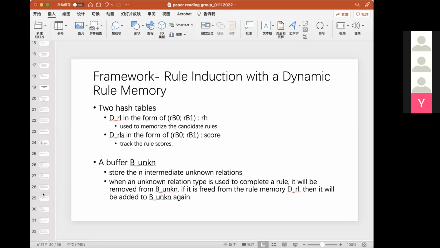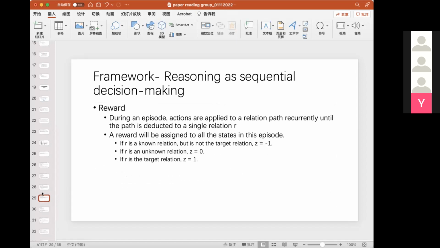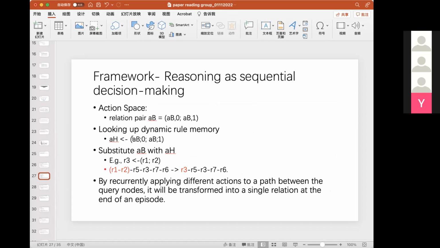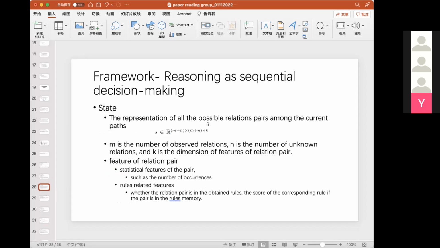So what does the unknown relation mean? Unknown relation is just like, because we're trying to always replace a rule body with a rule head, but this rule head may not always appear in the knowledge graph. So in order to better represent this rule head, we will randomly initialize n unknown relations in order to represent those kinds of rule head. It's like assigning n new IDs to the relation.